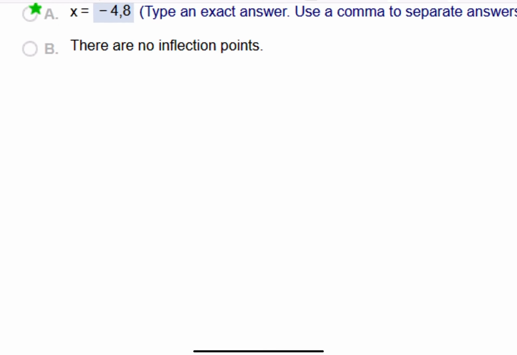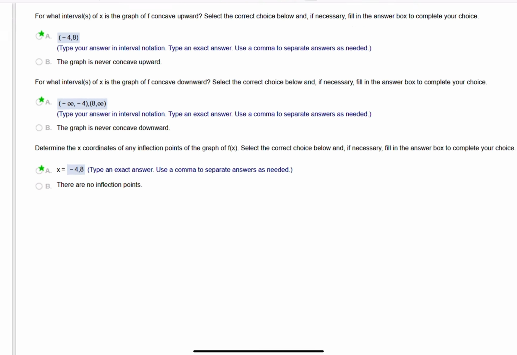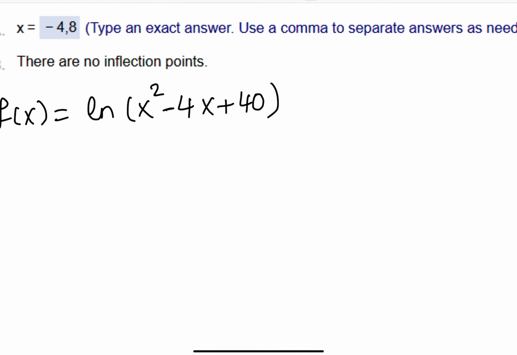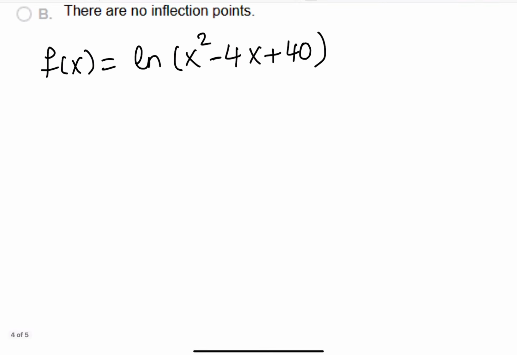All right, so let's go ahead and copy down what the function is first. It says the function f of x is equal to ln of x squared minus 4x plus 40. Because this is a log function, it's going to be slightly tedious. I want you all to pay attention here. So if you have your pen and paper ready, let's go ahead and work this out.